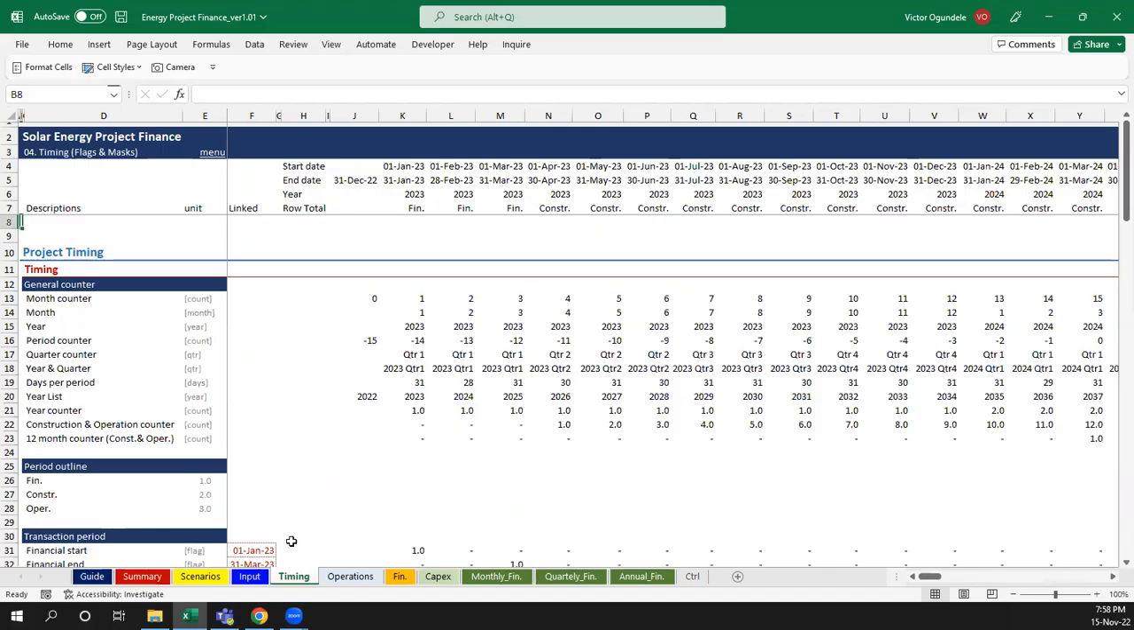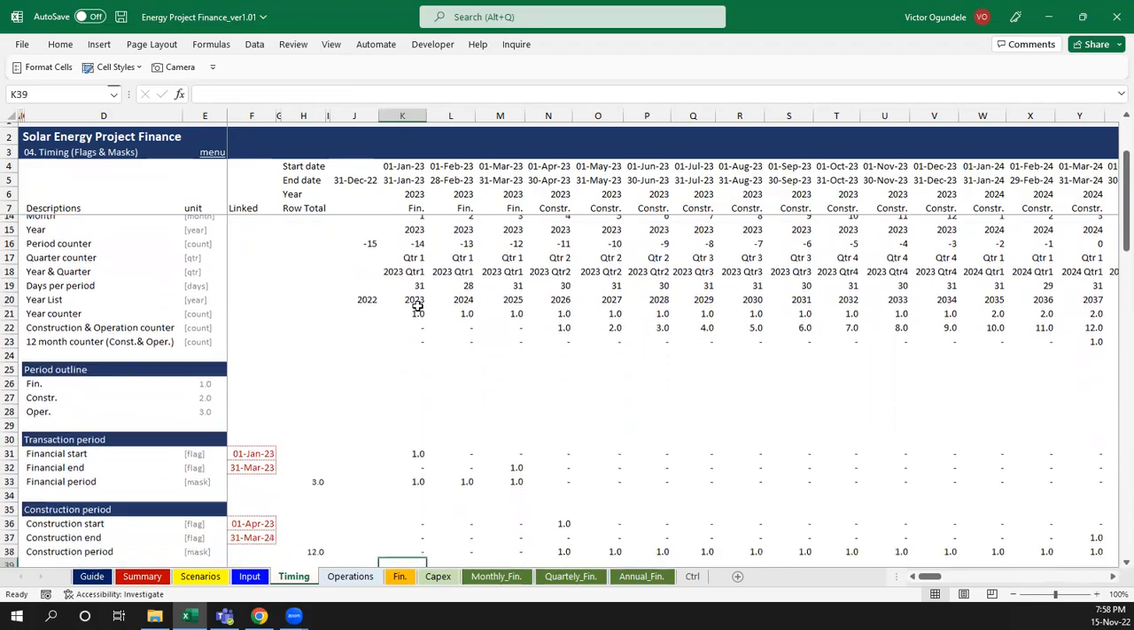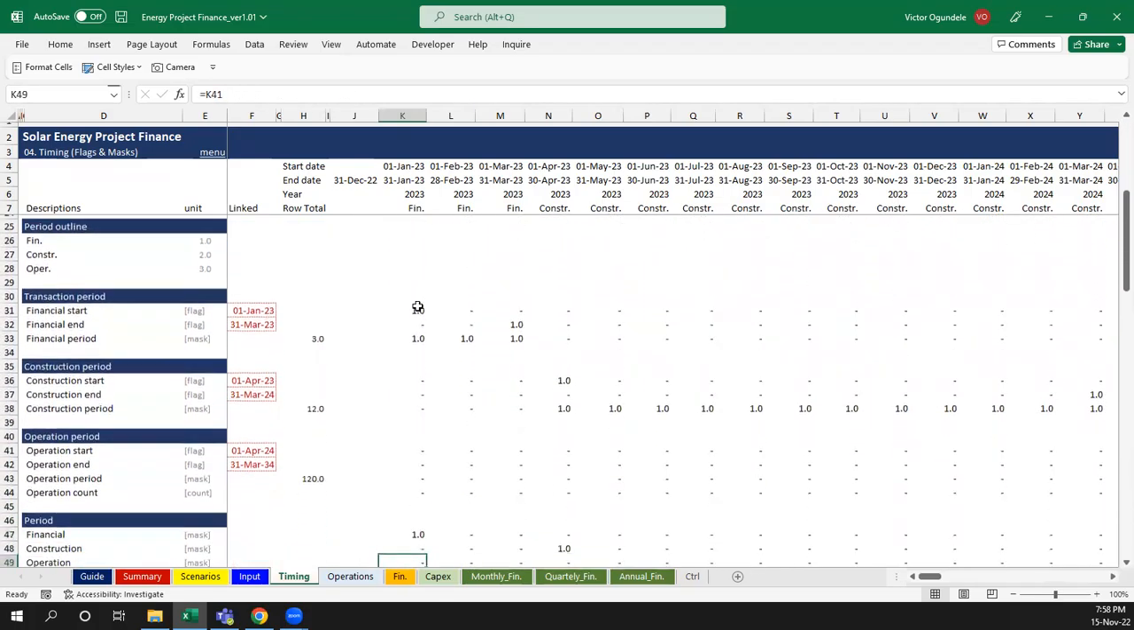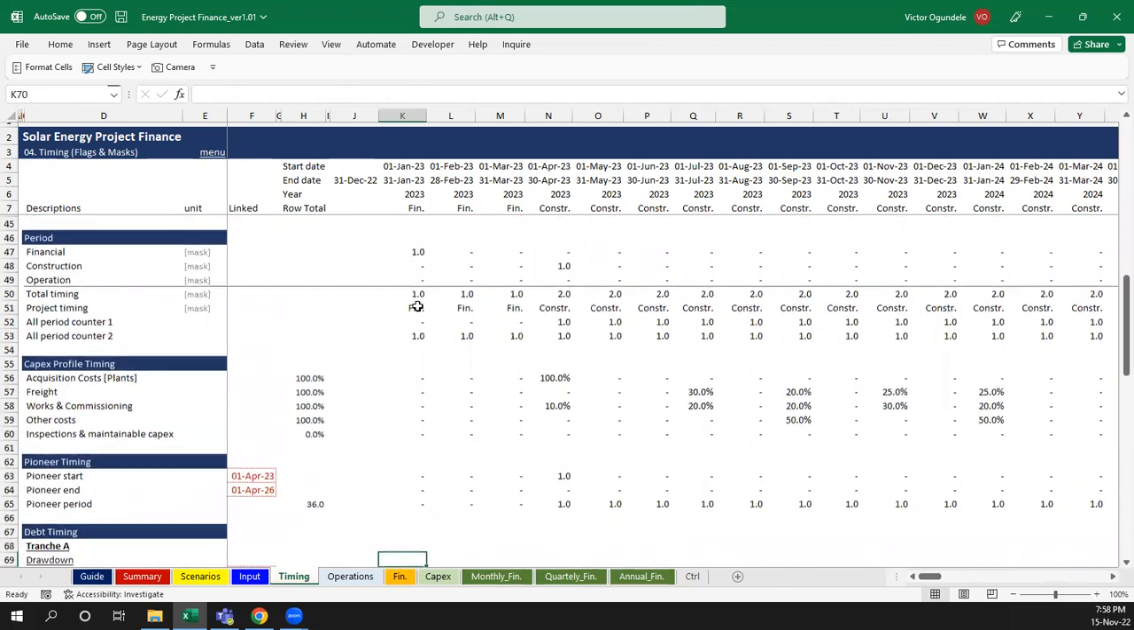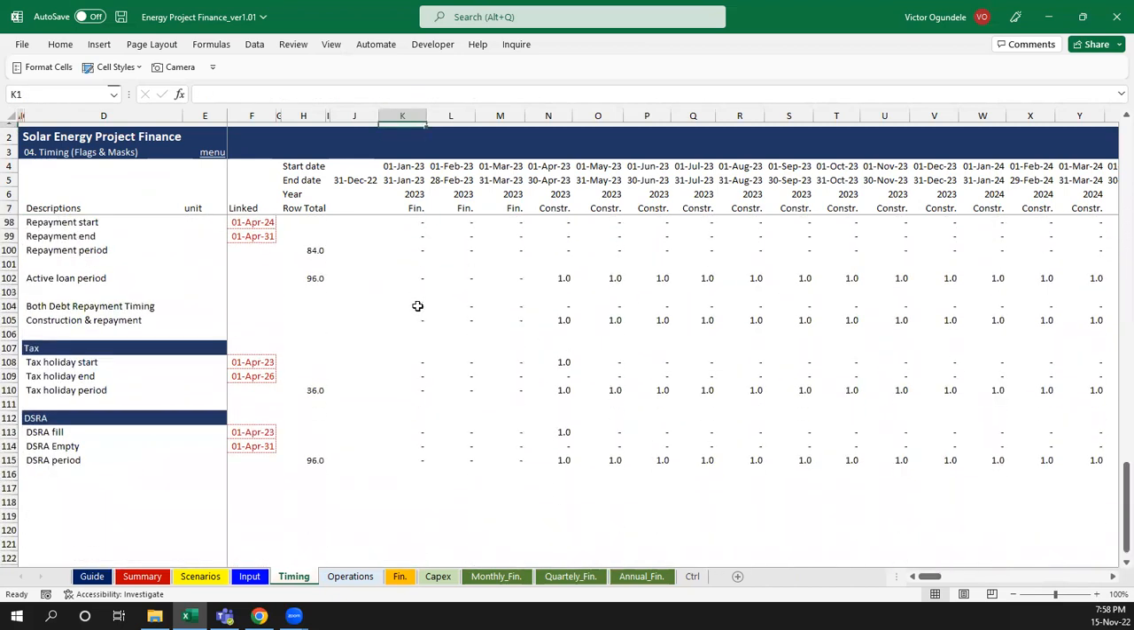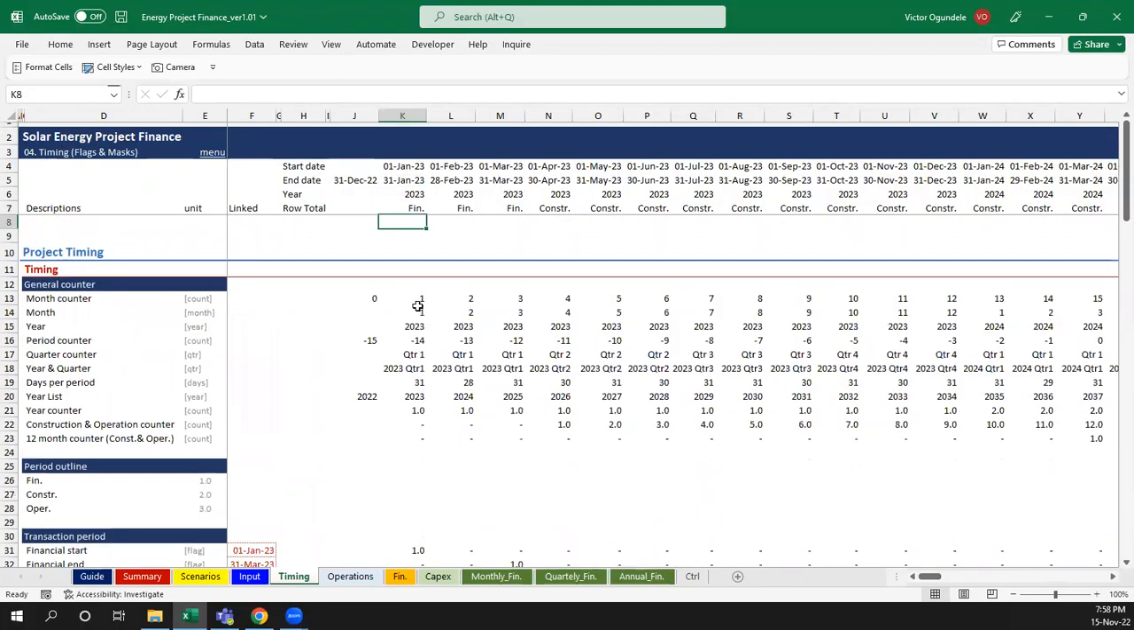Instead of building lots of IF functions, you can simplify everything. If you look at the formula, it's just a simple, simple formula. You can also use lots of named ranges as well. So you can see everything is well simplified, and everything here just drives the changes in the period.